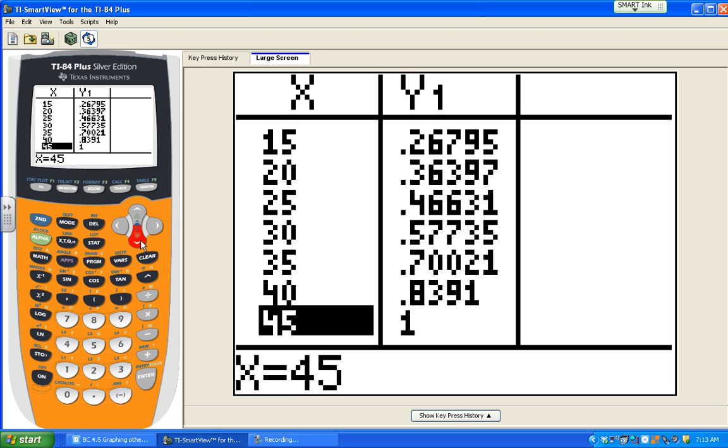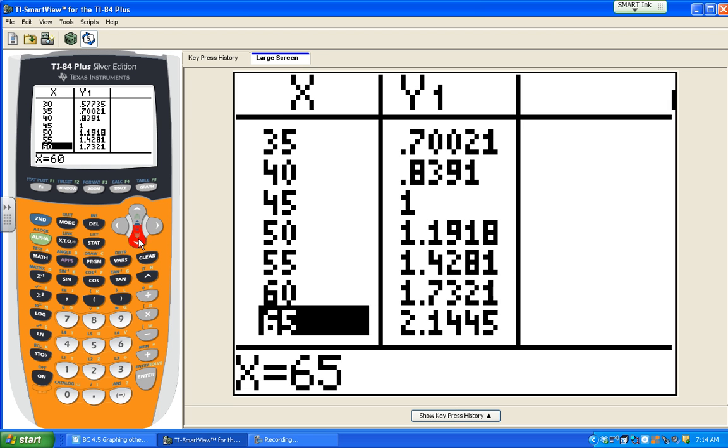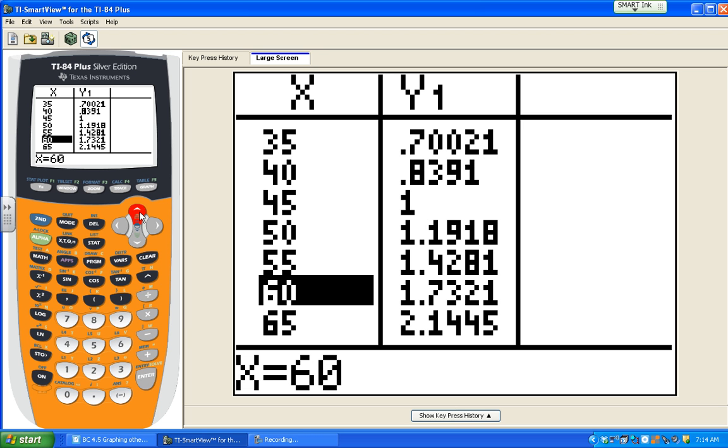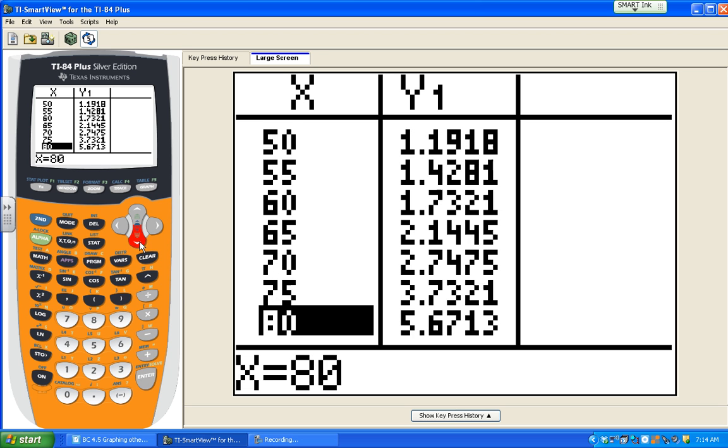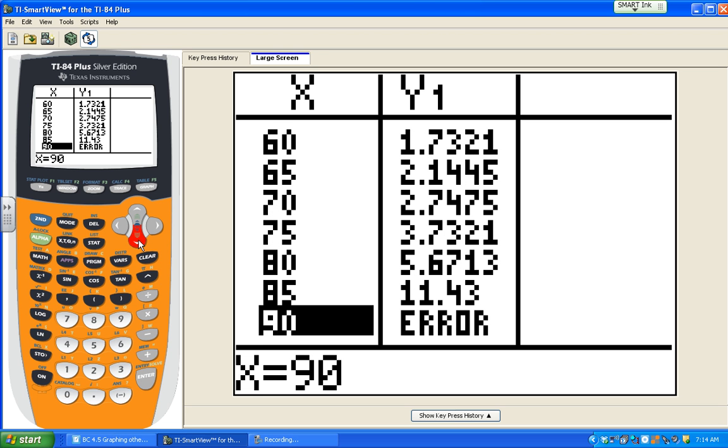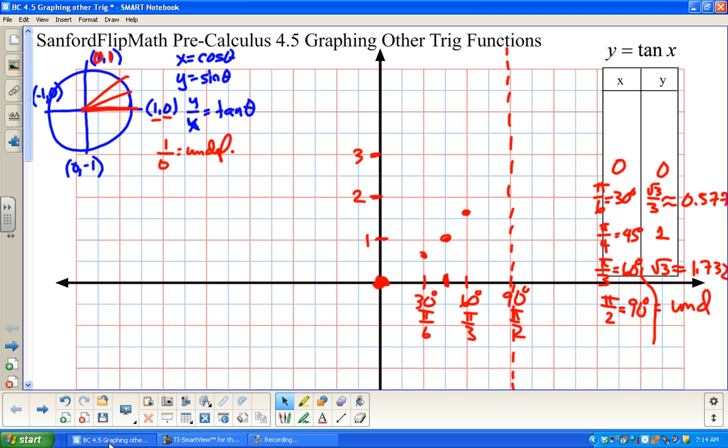There's 1. Tangent of 45 is 1. Let's look at 60. Tangent of 60 is 1.732. And notice these numbers are getting bigger and bigger until I get to 90. Okay, so let's pop back over and look at this. Really what's happening is it looks kind of like a cubic graph, like x to the third. It's just instead of continuing on to the right, there's an asymptote there. So there's actually a vertical asymptote at 90.